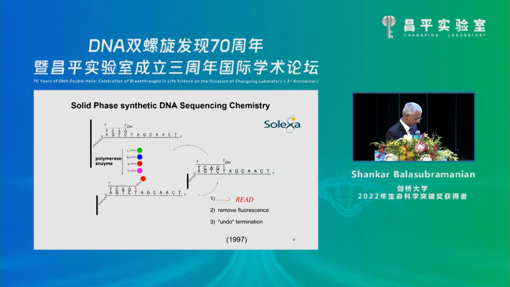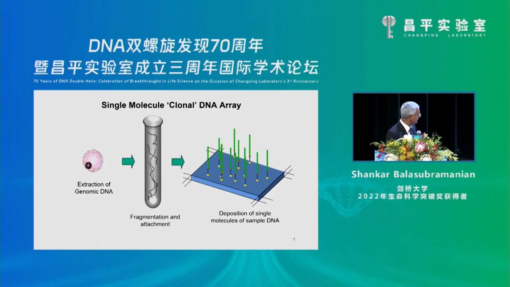Now, in a sense, this only gets you solid phase sequencing of one DNA fragment. But the advantage of this is the potential to parallelize massively simply by extracting genomic DNA. One can fragment with restriction enzymes or by shear forces mechanically.